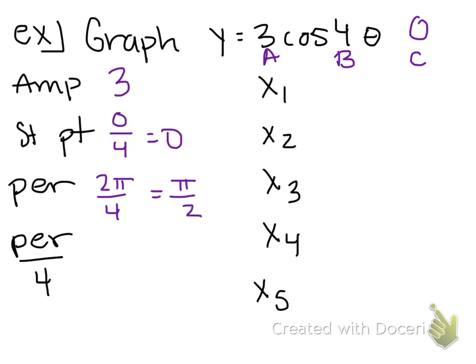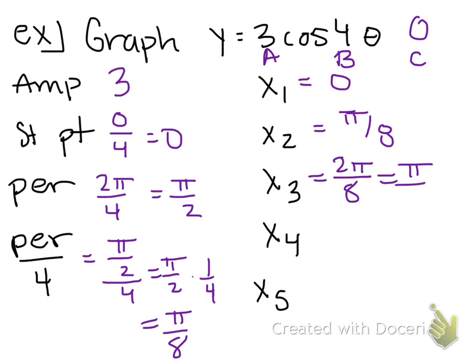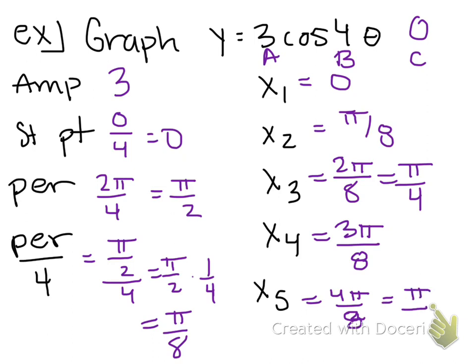And to find the values between our x values is period divided by 4. So we keep, change, flip. So pi over 2 times 1 over 4. So the value that we are adding each time is pi over 8. So my starting point is 0, so my x1 is 0. 0 plus pi over 8 will be pi over 8. x3 will be 2 pi over 8, which we can reduce to be pi over 4. Then we get 3 pi over 8. And lastly, 4 pi over 8, which can reduce to be pi over 2.